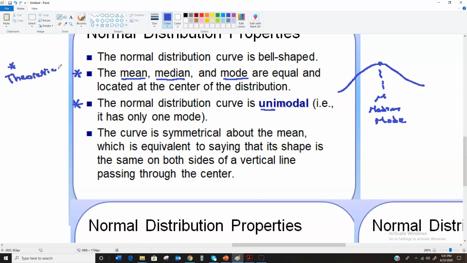Theoretical just means the perfect mathematical version of it. And then the curve is symmetrical about the mean, which is the same as saying that its shape is the same on both sides. I'm not going to asterisk this as theoretical because even if it's somewhat normally distributed, you should still have it be fairly symmetric. If it was theoretically a normal distribution curve, it would be perfectly symmetric, and if it was approximately normal, it would be fairly symmetric. When you graph it, it should look pretty good.